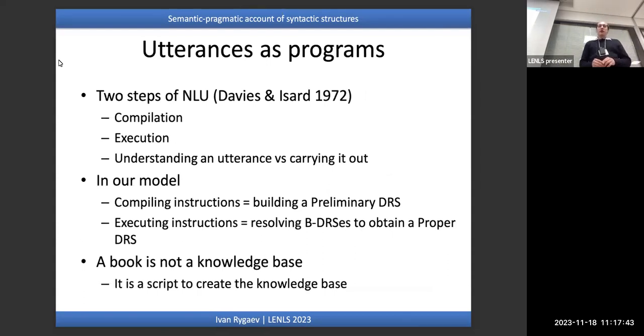Also, the idea that utterances are programs goes back to at least Winograd and Davis and Perrault, and they introduce two steps of natural language understanding, similar to computer compilation and execution of a program. So basically, understanding of the sentence is not the same as accepting it, right? We can understand the sentence but not accept it, for example. So in our model, the compilation step is building the preliminary DRS, which includes all those instructions, and executing is when we resolve those PDRSs and obtain a proper DRS. Okay, so a book is not a knowledge base, it's just a script that creates the knowledge base in context.